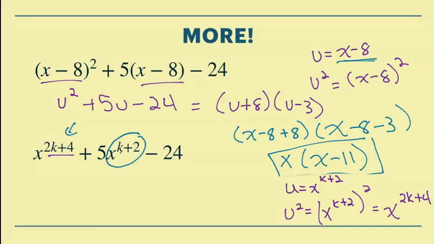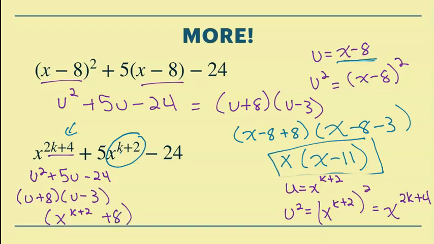So I'm going to make my substitution. I'm going to say that this is U squared plus 5U minus 24. And this is the same trinomial that we've been factoring. So now I'm going to factor it into U plus 8, U minus 3. And my U in this case is x to the k plus 2. So my final factored form is going to be x to the k plus 2 plus 8 and x to the k plus 2 minus 3. Gross? Sure, but totally factorable.